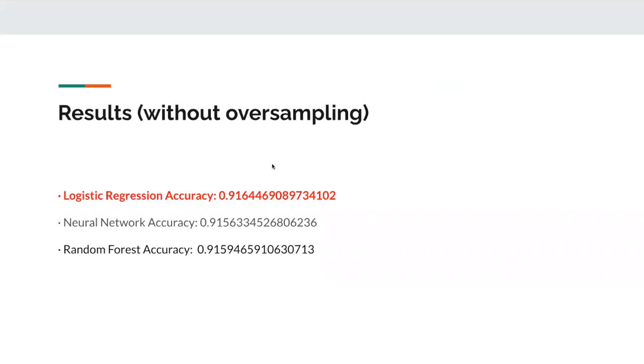Also, the accuracy seems to be high, at almost 92%. But I think it's pretty normal to reach this kind of accuracy because almost 90% of data points are in the category of people who are healthy, which means 90% of data points are in category 1. So it's very normal to reach this kind of accuracy. So I think accuracy is not the perfect metric for an imbalanced data set.